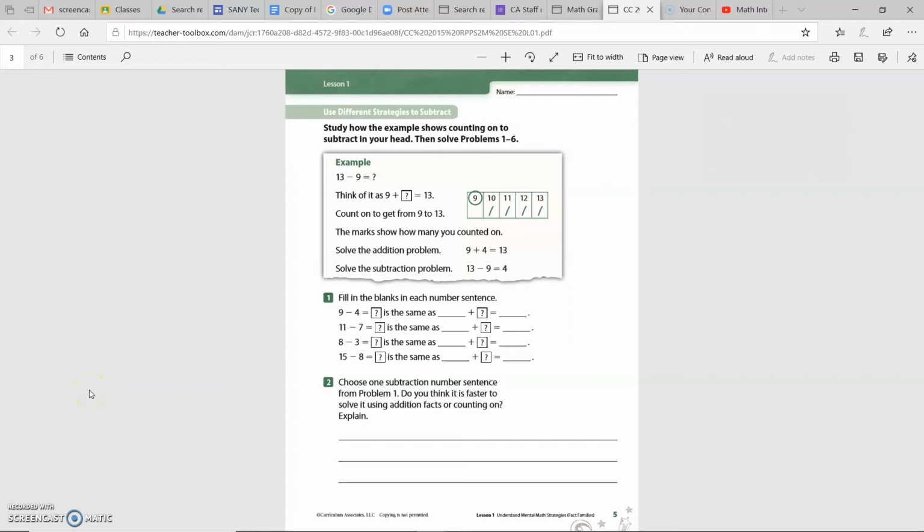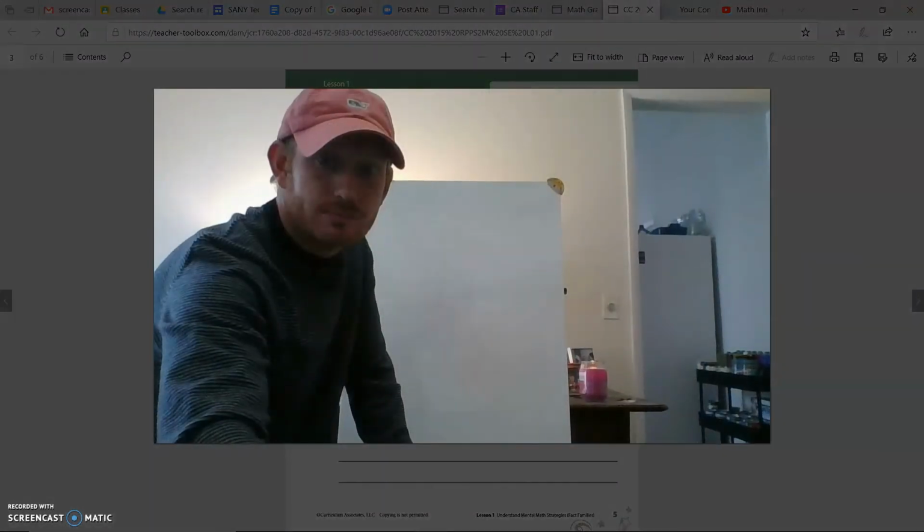All right, we are back for the second part of our first lesson where we are going to go over the work that you did independently. So, our first question is asking us to find our addition problems to match our subtraction problems. Let's dive in.